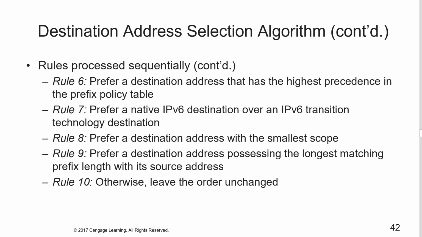Next, you're going to prefer a native IPv6 destination over an IPv6 transition technology destination. Next, you'll prefer a destination address with the smallest scope. Rule 9, you'll prefer a destination address possessing the longest matching prefix length with its source address. And rule 10, otherwise, you're going to leave the order unchanged.